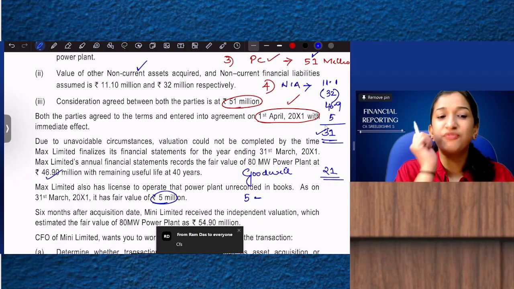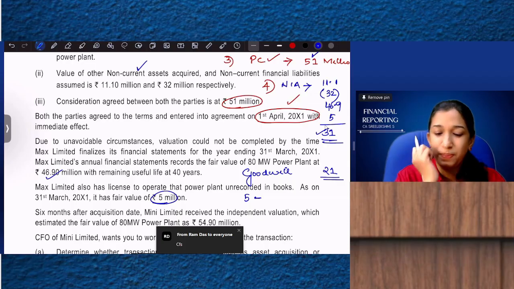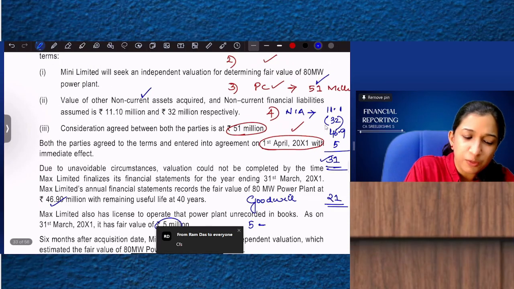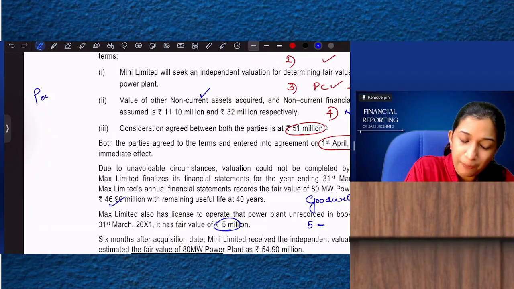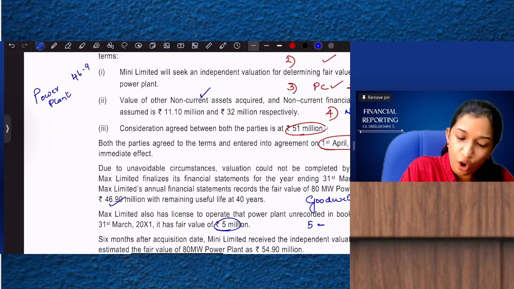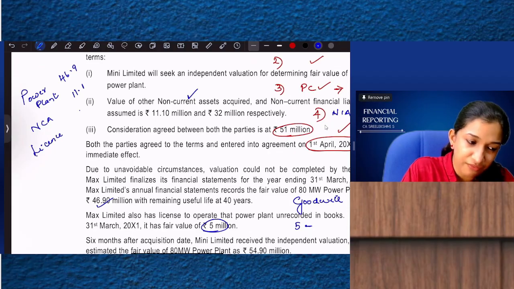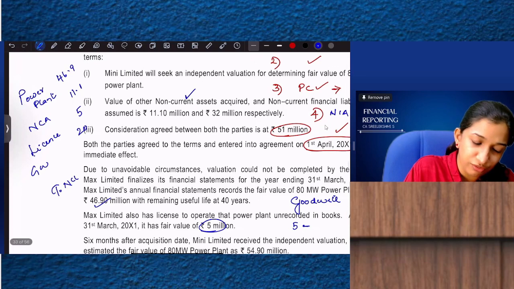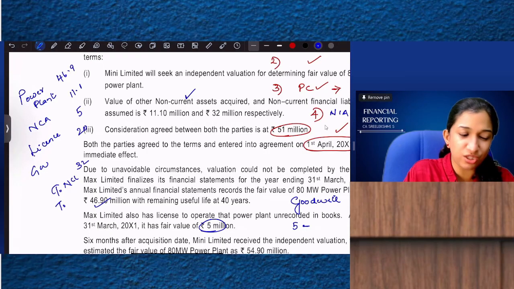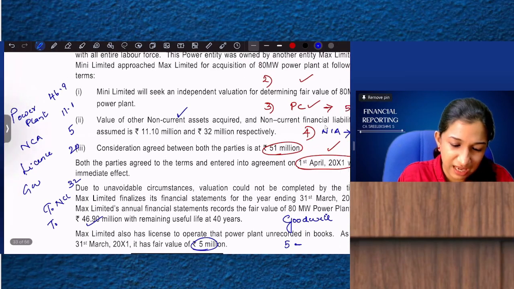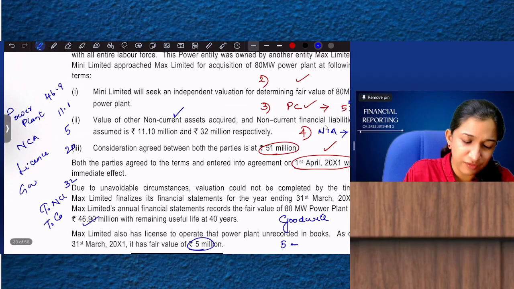Okay. Journal entries, if I do. What are the journal entries to be passed? Power plant debit, we will debit at 46.9. Non-current assets debit 11.1. License debit 5. Goodwill debit 20. To non-current liabilities 32. To purchase consideration. We assume it is cash. Is it given as cash? Cash 51.